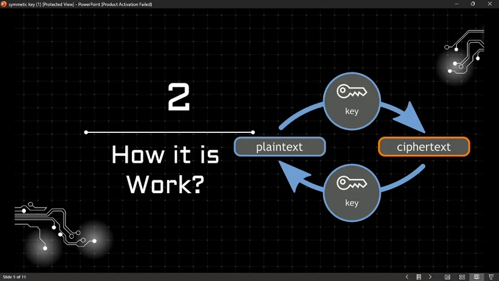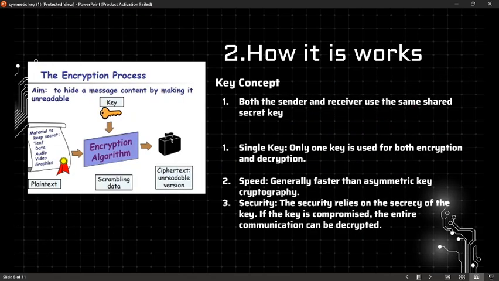Here is the second point, how it works. Okay, let's see how it works. So here are the key points of how symmetric key encryption works. Key point 1, both sender and receiver share the same secret key. Okay, we have discussed it earlier. Single key, only one key is used for both encryption and decryption. Speed, generally faster than asymmetric key cryptography, which is another kind of cryptography key. Security relies on the secrecy of the key; if it is compromised, the entire communication can be decrypted.